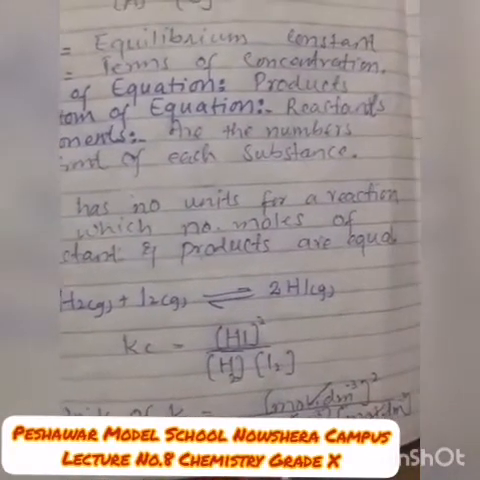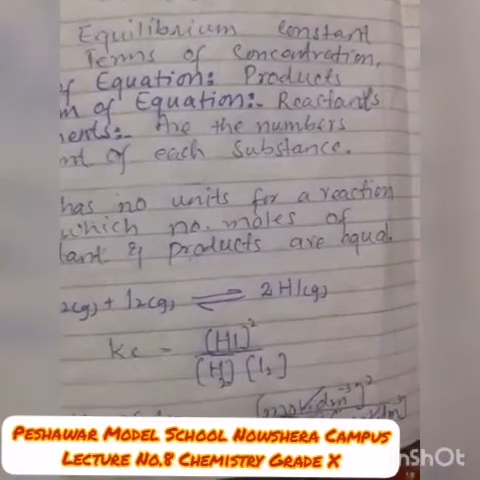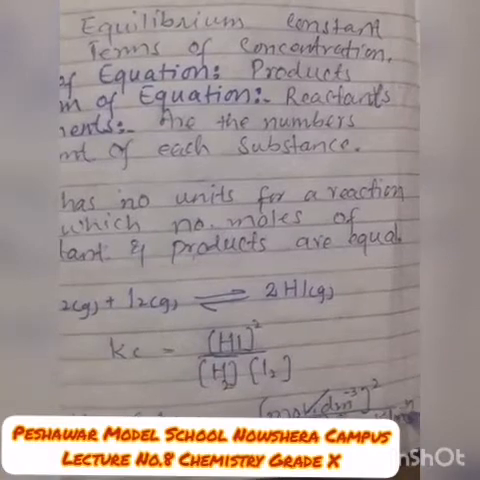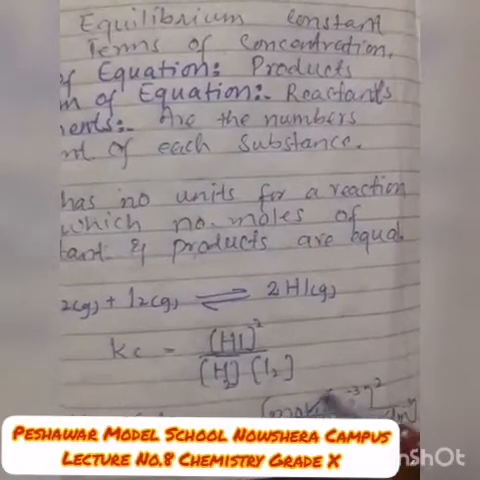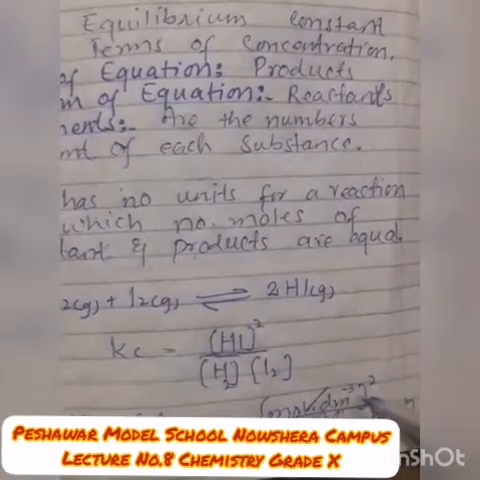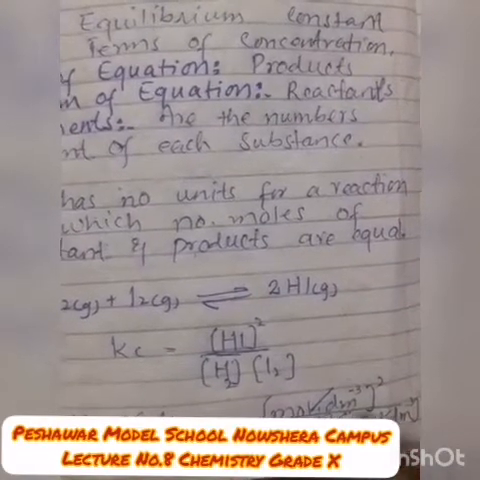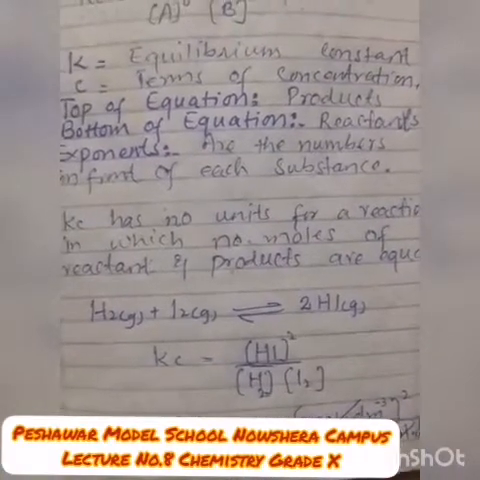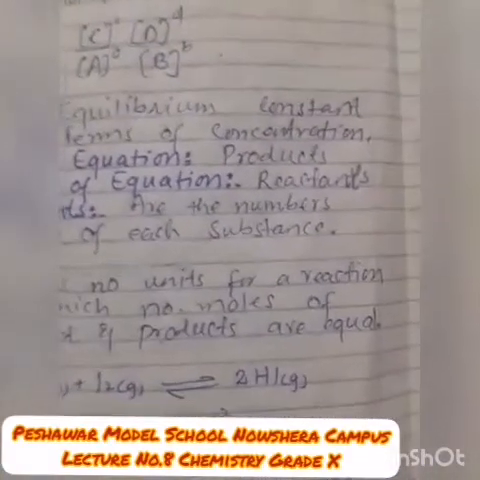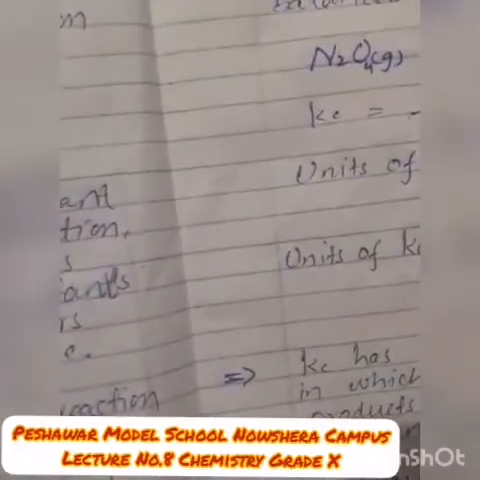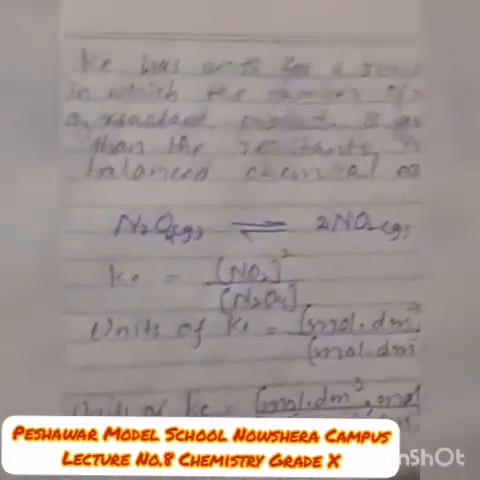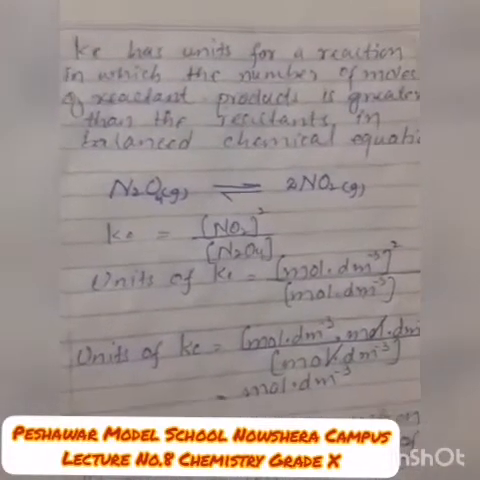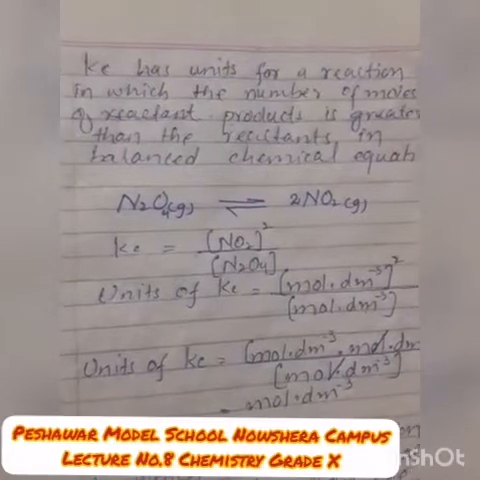When we write the unit of Kc, it will be like this: mole per decimeter cube whole square divided by mole per decimeter cube multiplied by mole per decimeter cube. So these will cancel each other. Here are 2 moles per decimeter cube, so both of these will cancel with these. So here we will get no unit. So we will not get any unit if the number of moles of reactants and products are the same.